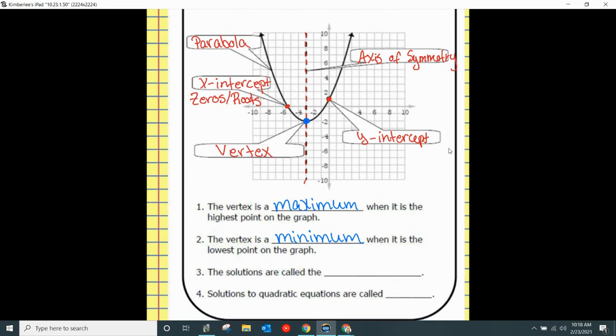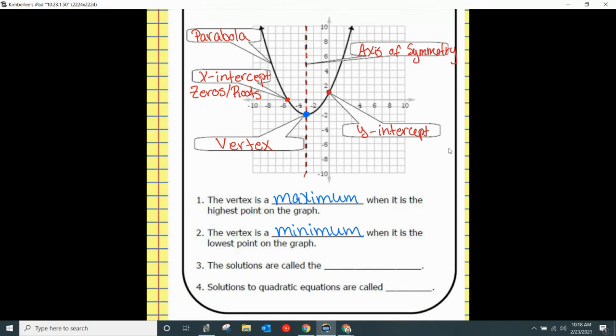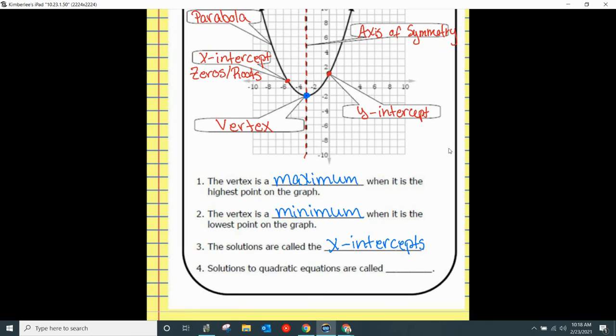And then the solutions, we've already talked about this, are the x-intercepts. So we have to keep that in mind. We learned that last unit, what we tested on yesterday. And solutions to quadratic equations are also called roots or zeros, either one. So just a little more vocabulary to remember there, okay?